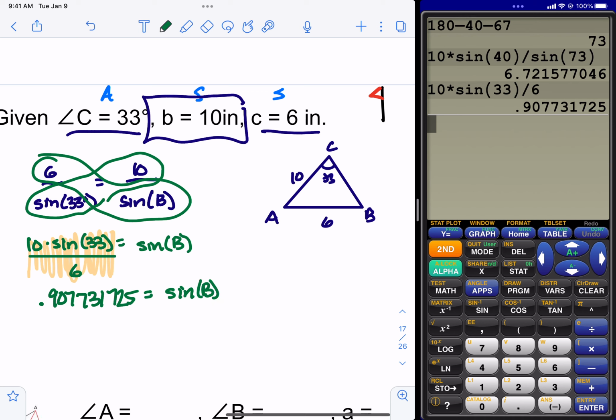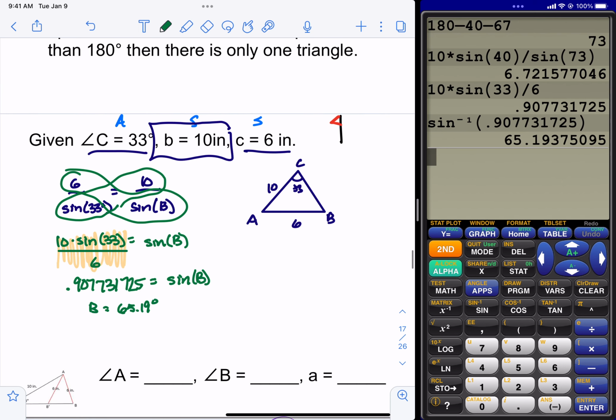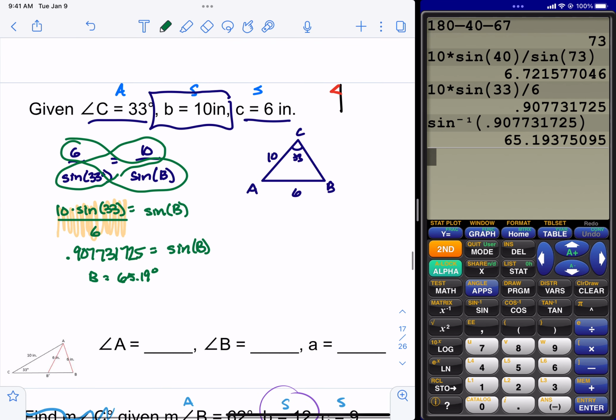Now this is what the sine of angle B is. What I really want to find out is what angle B is. So to find out what angle B is, I'm going to do sine inverse of that answer that we just got. And that's going to tell me that angle B is equal to 65.19 degrees. Now, that is something that is not going to change for us. So down here in this angle B spot, we are going to write 65.19 degrees.